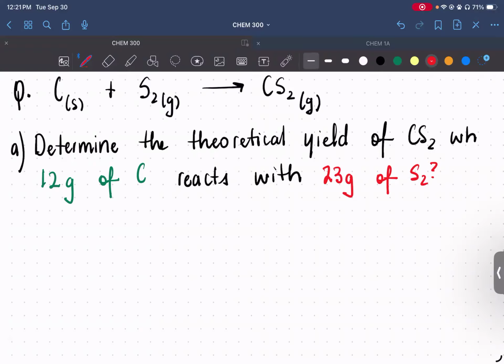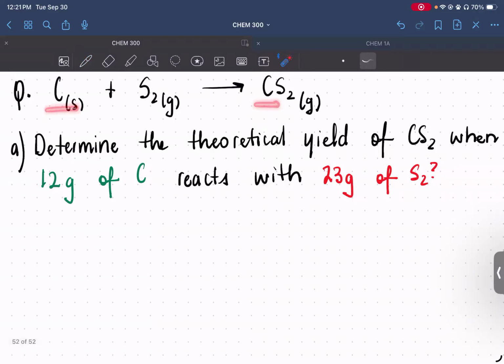Let's think about what this question's asking us. Actually, before we do that, let's be sure that the reaction is balanced. A student asks a question: determine the theoretical yield of CS2. Oh, I see. I forgot the "when." When 12 grams of carbon reacts with 23 grams of sulfur. Thanks for catching that. First, let's ensure the reaction is balanced.